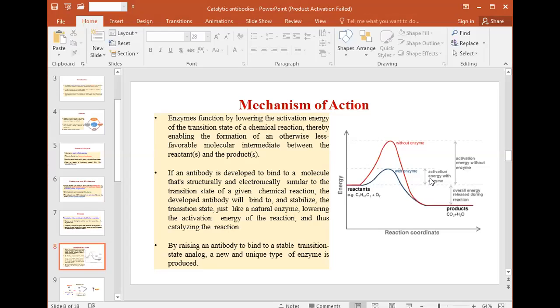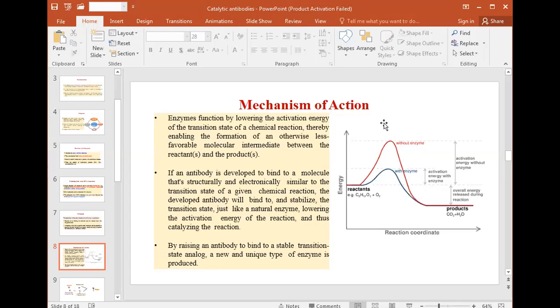So if you look into the picture, here you will see a simple enzymatic or non-enzymatic reaction profile. Along the y-axis we are showing free energy change, and along the x-axis is the reaction coordinate, or how long it will take to carry on the reaction. Now, the red line is showing a chemical or biochemical reaction that is undergoing without the association of any enzyme, and the blue line is showing a reaction taking place in the presence of a specific enzyme.